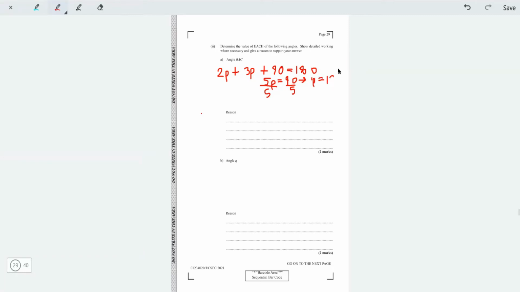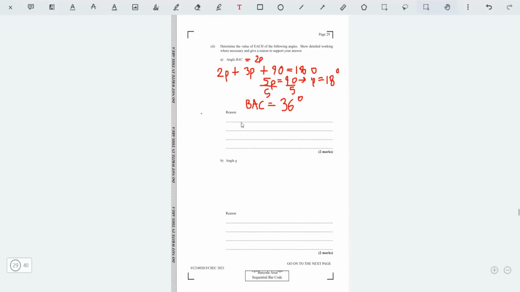So now that P is equal to 18 degrees, I'm absolutely fine with that. Now angle BAC, remember, is 2P. So since angle BAC is 2P, angle BAC is equal to 36 degrees, because it's 2 times P. That's 36 degrees.